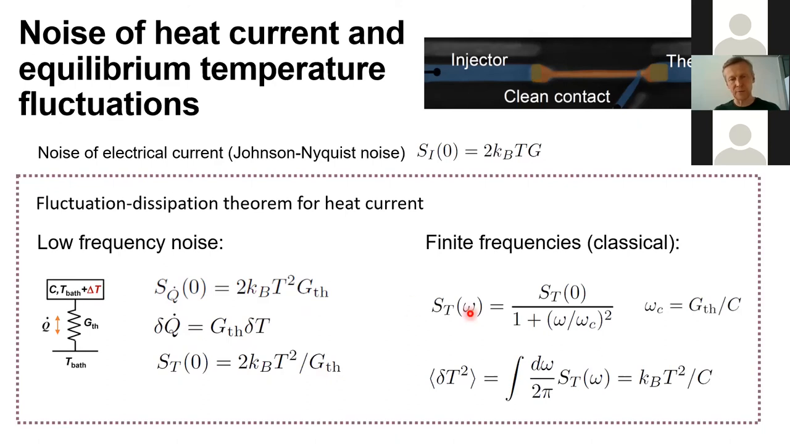However, at the higher frequencies, it works as an RC circuit again, so that there's a Lorentzian cutoff of this temperature noise due to the heat capacity, which is given by this expression. So we have this zero frequency noise spectral density, and then you divide it by this Lorentzian factor where the cutoff frequency is the thermal cutoff frequency, which we already are familiar with. And then if you integrate this, you find that the RMS temperature fluctuations go like kT squared over C, so the thermal conductance doesn't play a role anymore there.